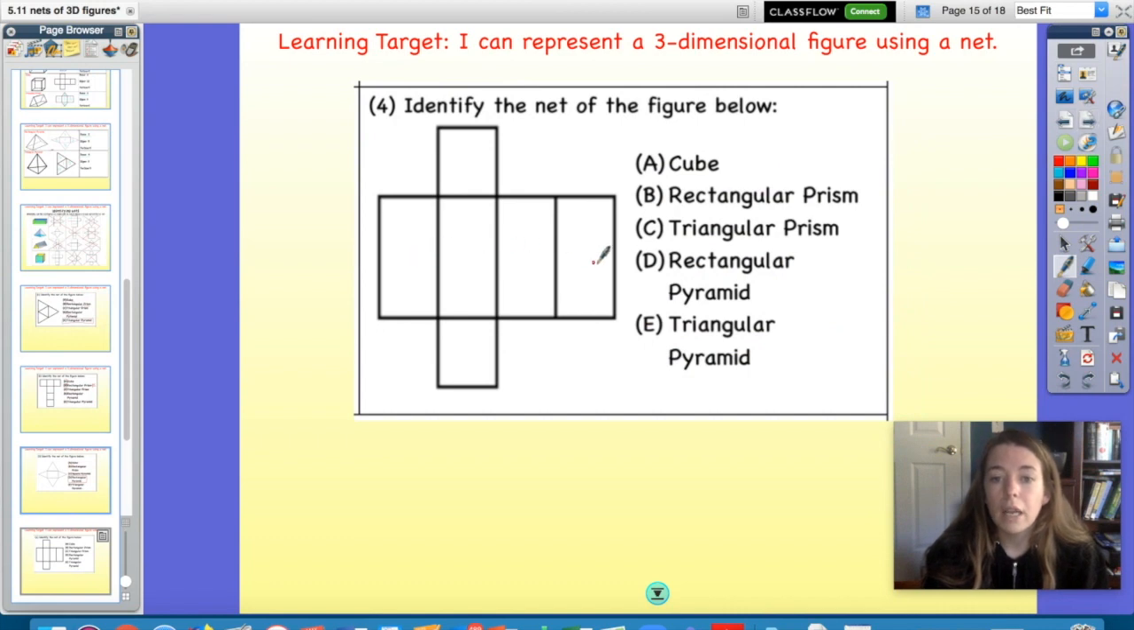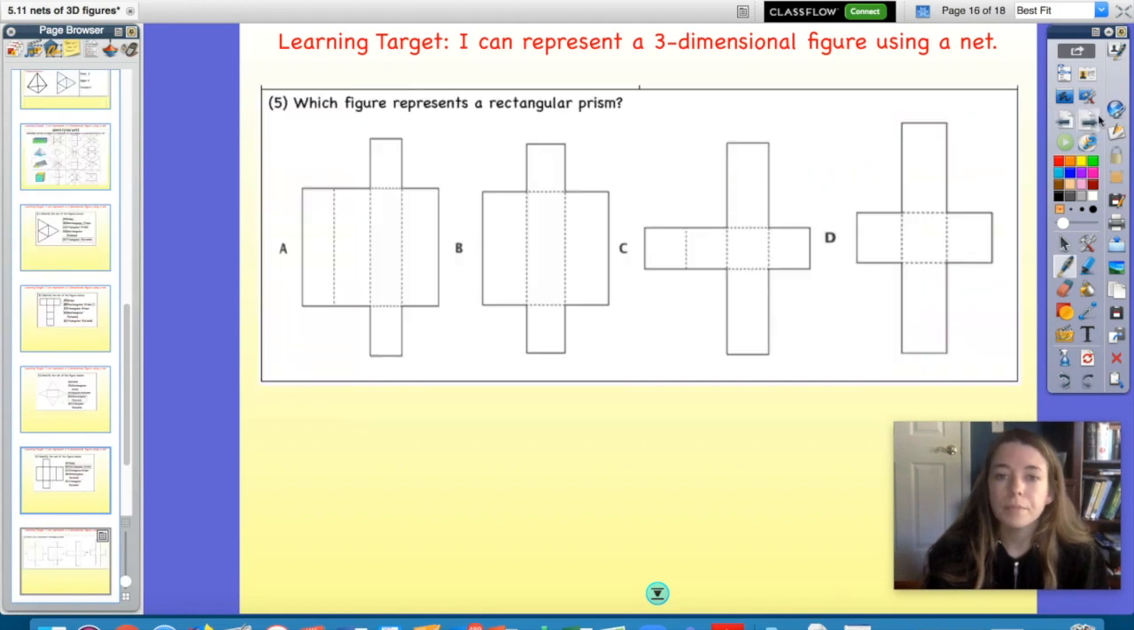Here I have a line of rectangles, so I should already be thinking, okay, this is a prism, which eliminates answer choices D and E. A triangular prism has a triangle on either end, so that can't be it. And a cube is all squares. That first one, it could have been squares based on what it looked like. This one's clearly not squares. So this is a rectangular prism.